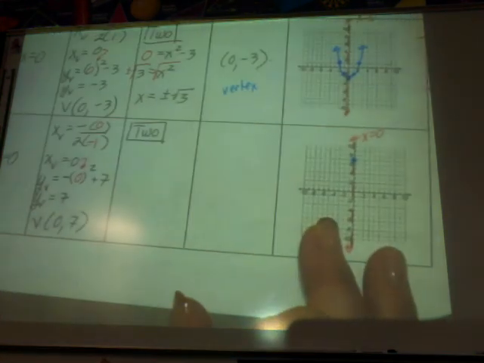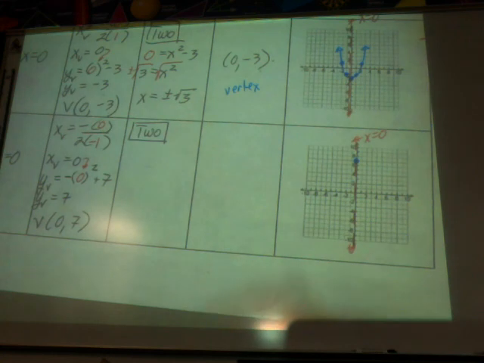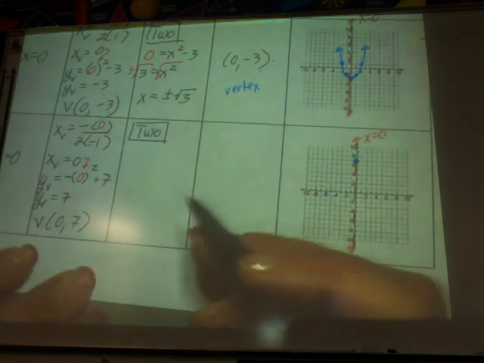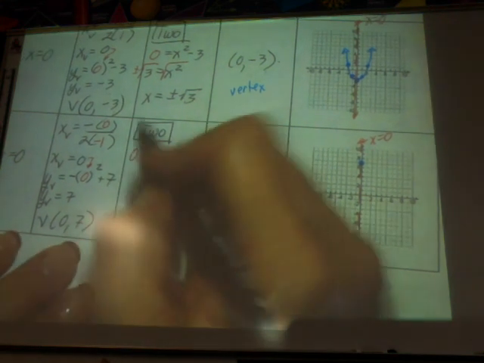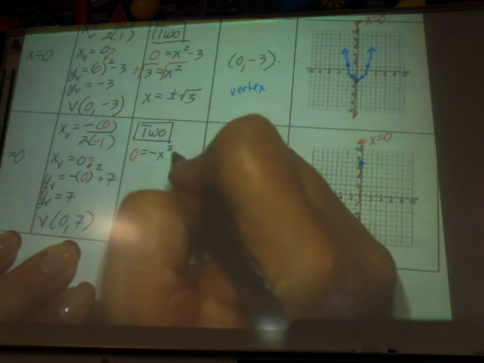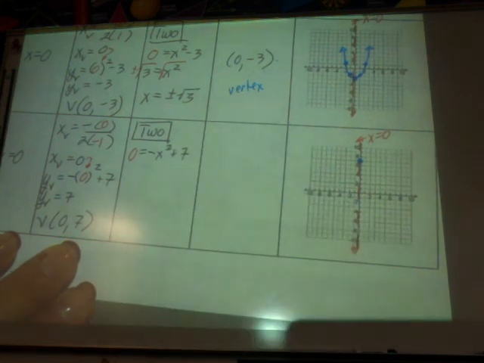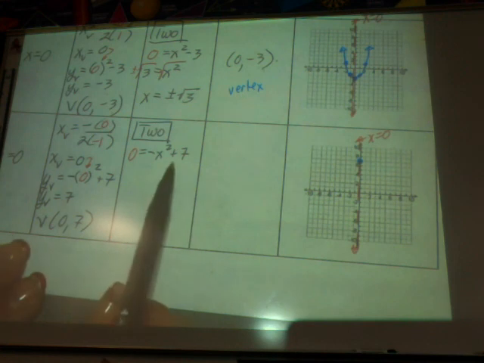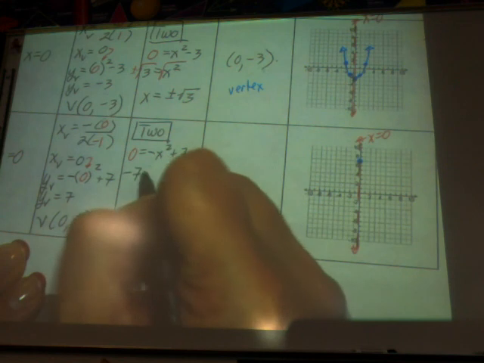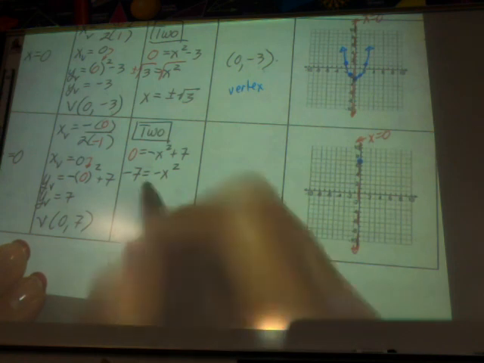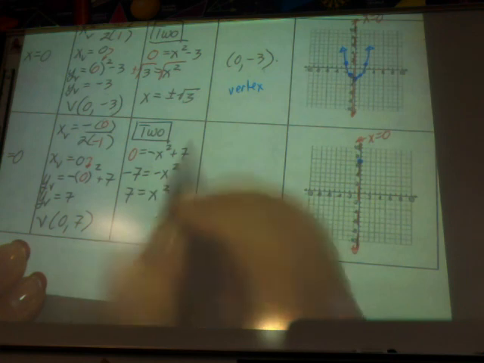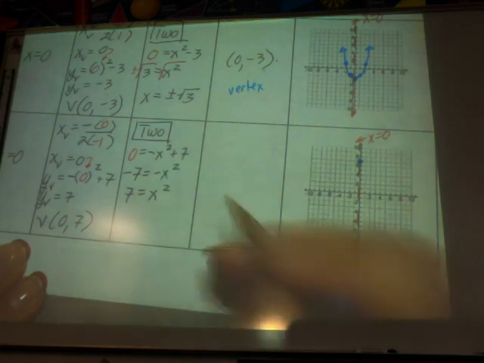We are going to have the same situation as the one above where we won't be able to actually plot them, but I'm going to have you work on solving it. So I'm going to let 0 be my y. And I've got equals negative x squared plus 7. So when I subtract 7 from both sides, won't I get a negative 7 on the left and a negative x squared on the right? What do you do now? Divide both sides by a negative. Don't you get a positive 7 equals x squared? Then what do you do? Take the square root of both sides.